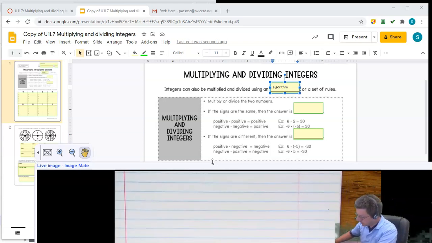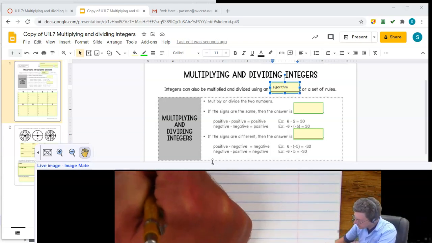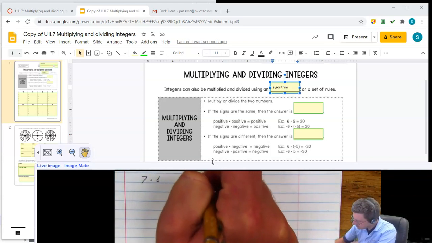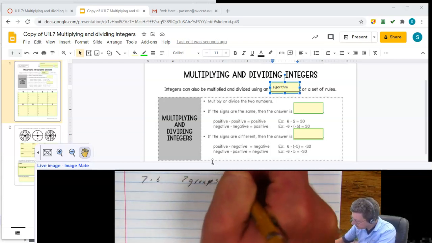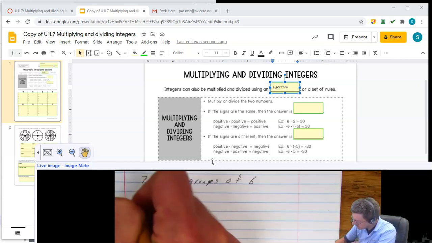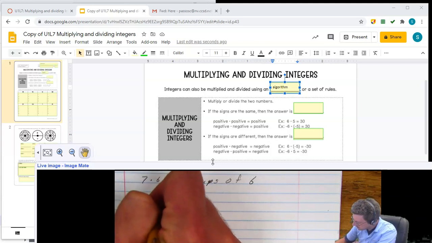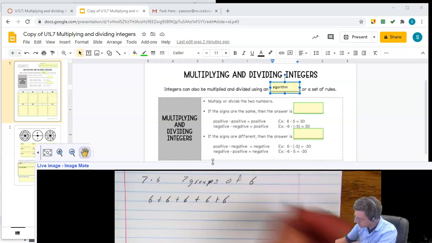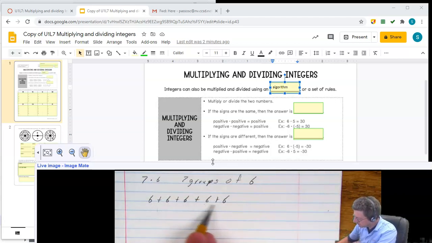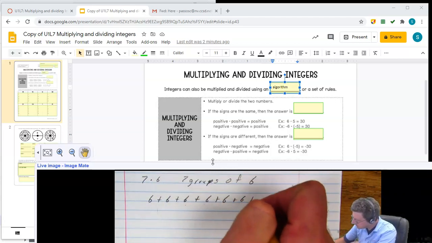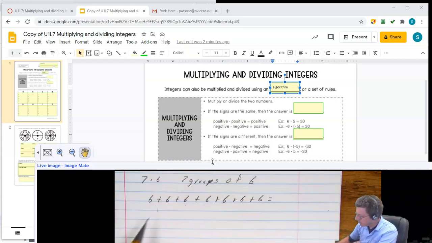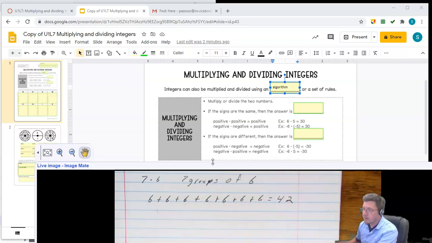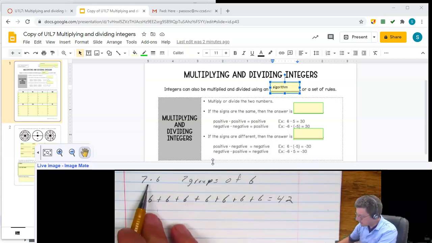So if we think of 7 times 6, that is 7 groups of 6. So that is 6 plus 6 plus 6 plus 6 plus 6 plus 6 plus 6. And if we add that up, we're going to get 42. That's sort of what we came up with. Now let's try a positive times a negative.